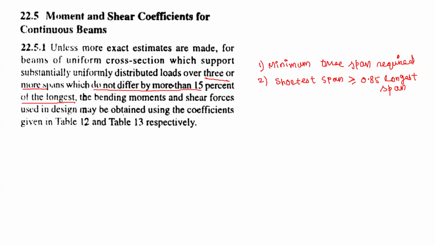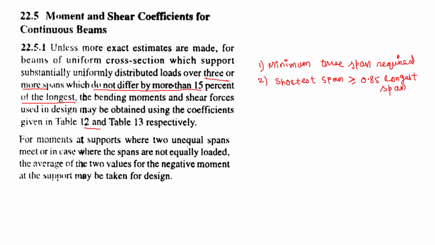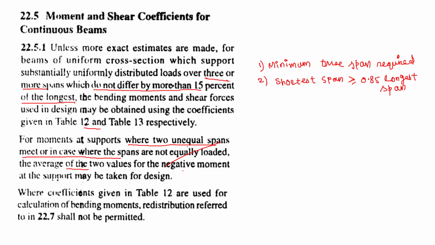The bending moment and shear force design may be obtained by using Table 12 and 13 respectively. For moment at supports where two unequal spans meet, or in cases where the spans are not equally loaded, the average of the two values for the negative moment at the support may be taken. So we may have different values, and then it will be equal to M1 by 2 plus M2 by 2. We are going to take the average of the two.